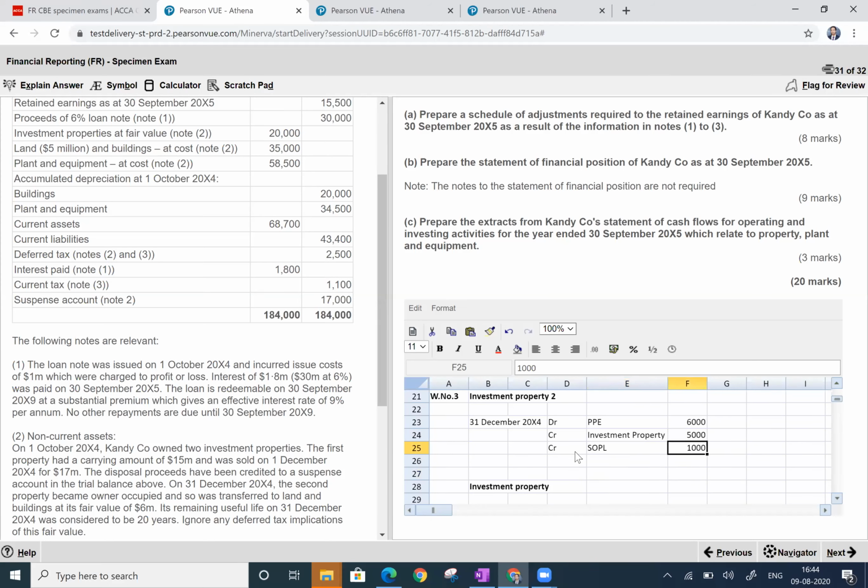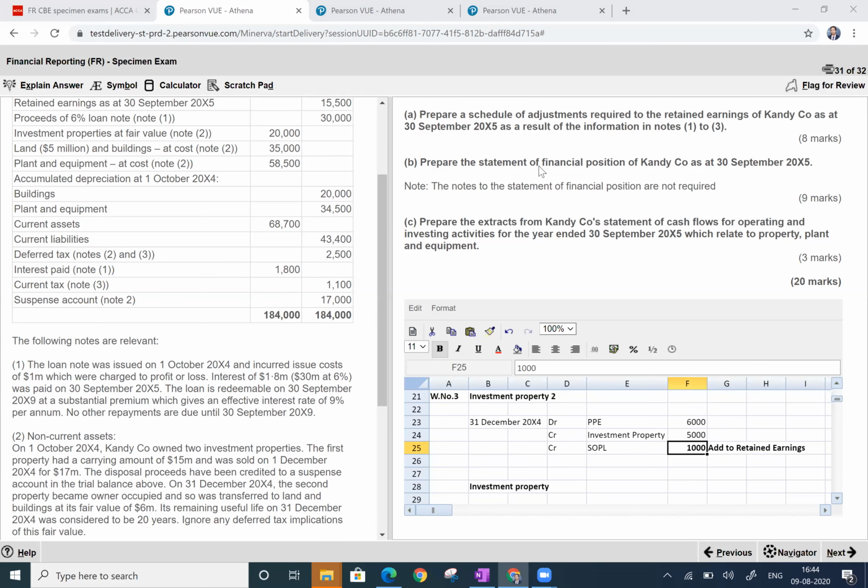So now this is my question. Credit SOPL 1,000. What will you show there? Is it add to retained earnings or less retained earnings? You have to add to retained earnings because it is credit SOPL. It's a profit. So add to retained earnings, just 1,000.